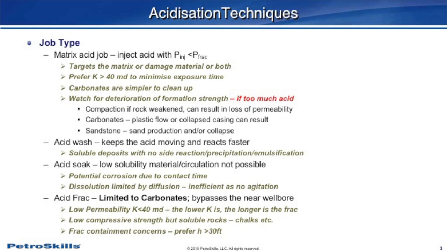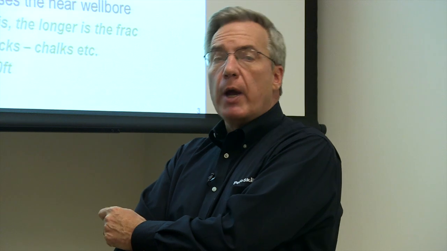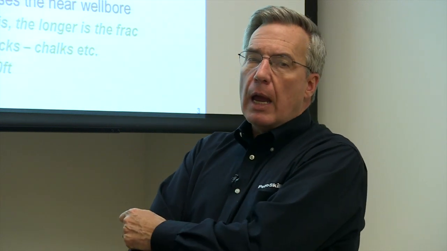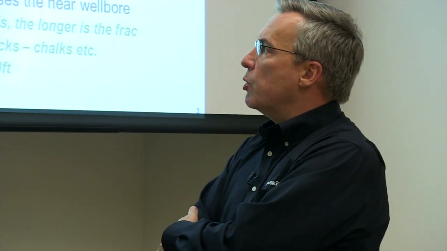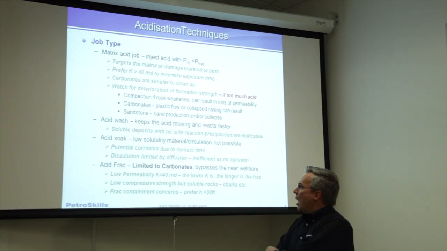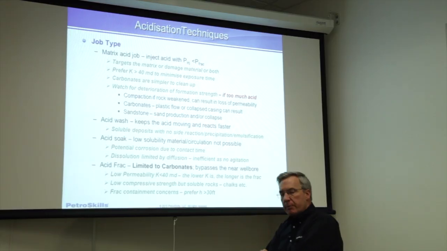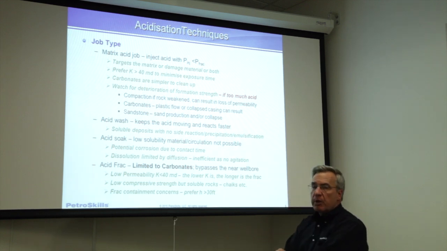Other types of acid jobs besides matrix jobs include acid washes, where we pump acid and try to remove things like scale deposits. Acid soaks aren't used too much, but sometimes we perforate in acid and perform an overpressured slow soak into the new perforations to clean up the perforations. Acid fracking is limited to carbonate formations only, in which case we are trying to create a stimulation in lower perm carbonate rock.